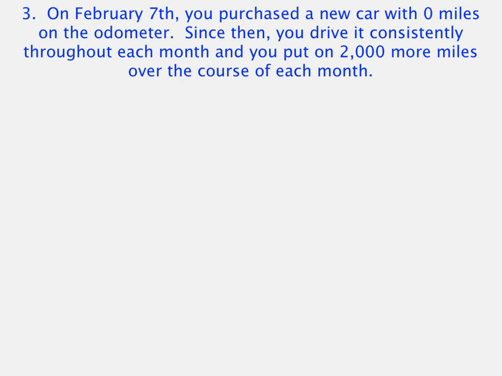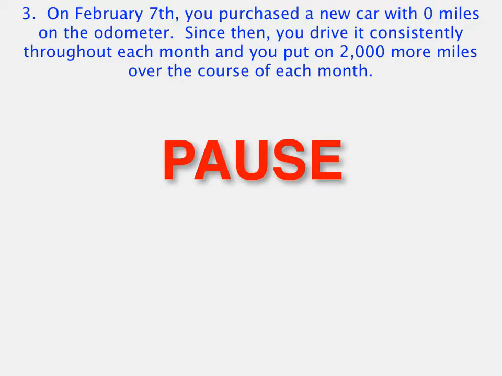Alright, let's try a few more. On February 7th, you purchased a new car with 0 miles on the odometer. Since then, you drive it consistently throughout each month, and you put on 2,000 more miles over the course of each month. Why don't you pause the video and come up with the dependent and independent quantities and give them both variable names, create a table of values, and create an equation, and then we'll reconvene to talk about the domain and range.